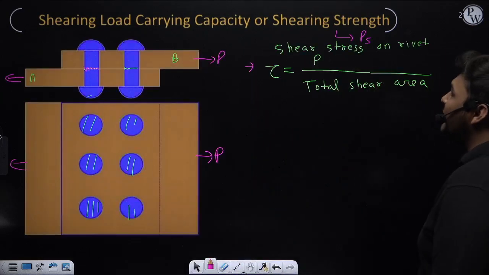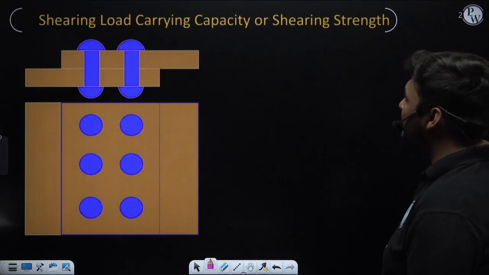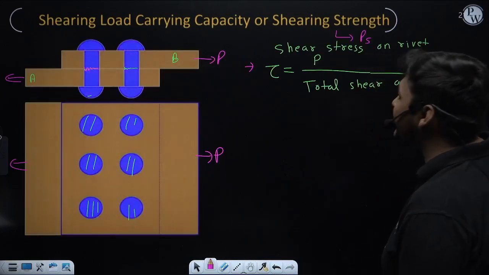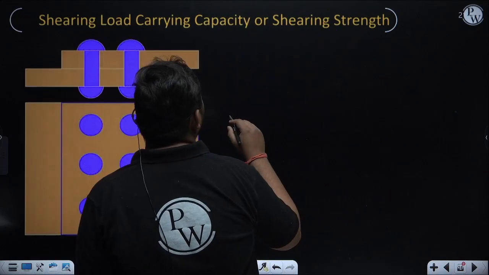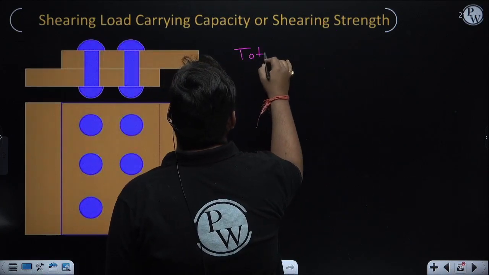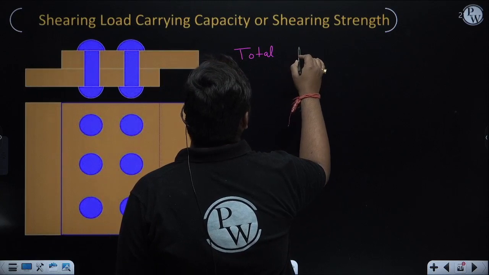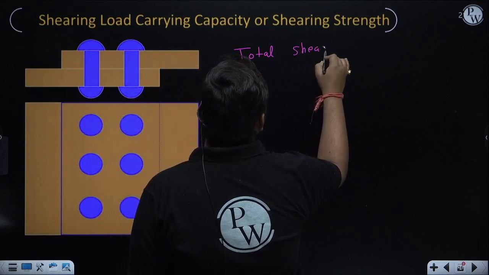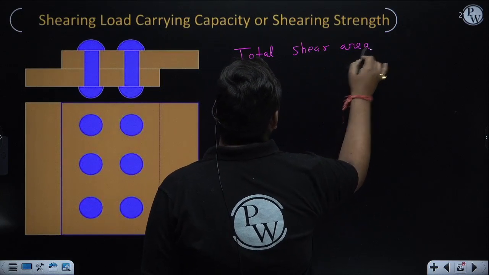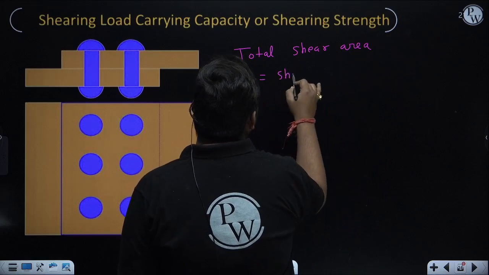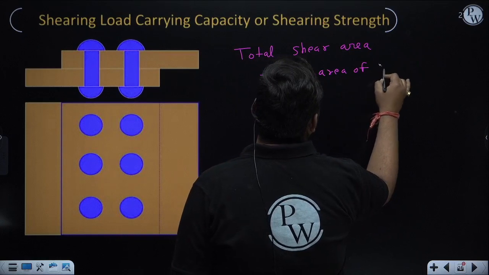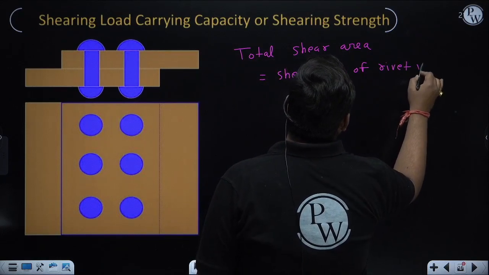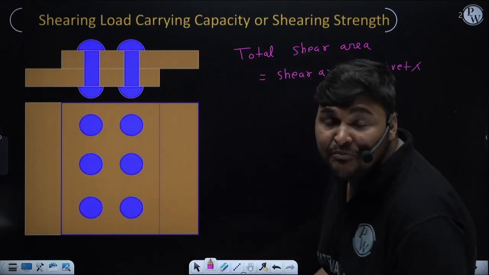Now, how to calculate total shear stress? For that, we need to calculate total shear area. Now, what will be the expression of total shear area? Here the shearing failure of this system will occur when shearing of all rivets is occurring. So can I say total shear area will be the shear area of one rivet, very simple, into the total number of rivets per plate.